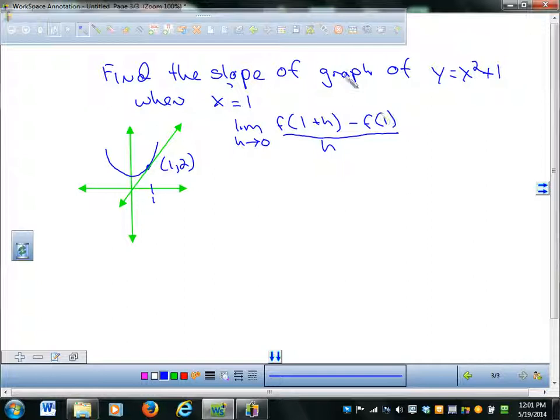x equals 1. So you want to find the slope of the graph. So now you got to take this, and this is where people get confused. I take 1 plus h, and I plug it into this equation. So I'm going to go the limit as h goes to 0 of 1 plus h squared. What I'm doing, I'm taking 1 plus h, and I'm plugging it into this equation. 1 plus h squared plus 1 minus f of 1. What's f of 1? 2 divided by h. Who doesn't understand what I just did right there?